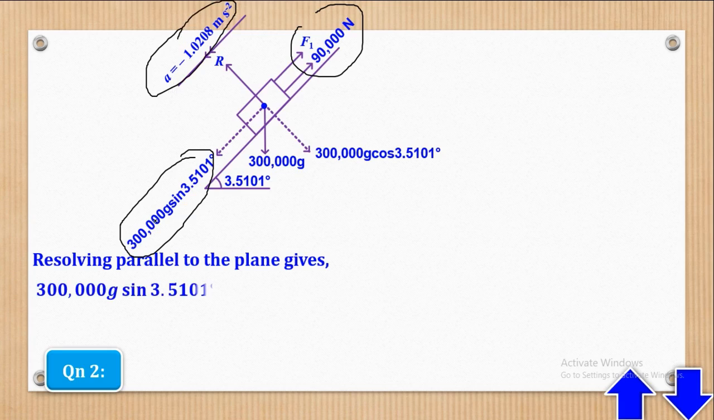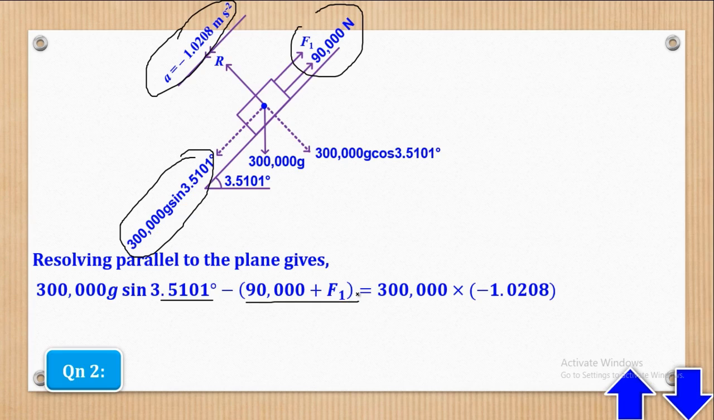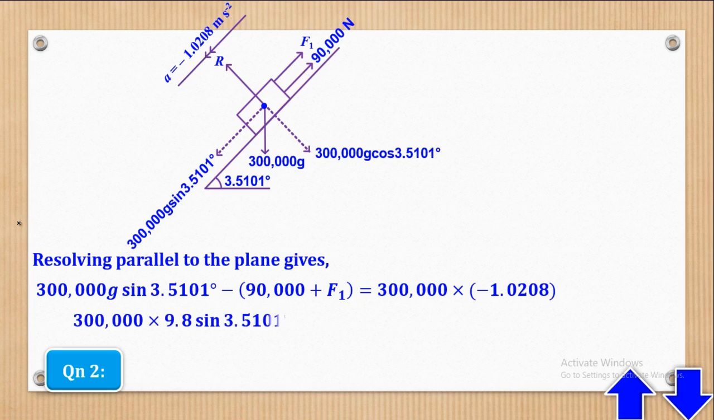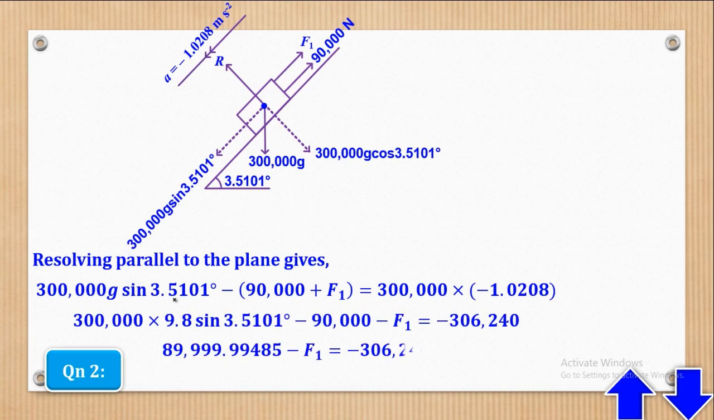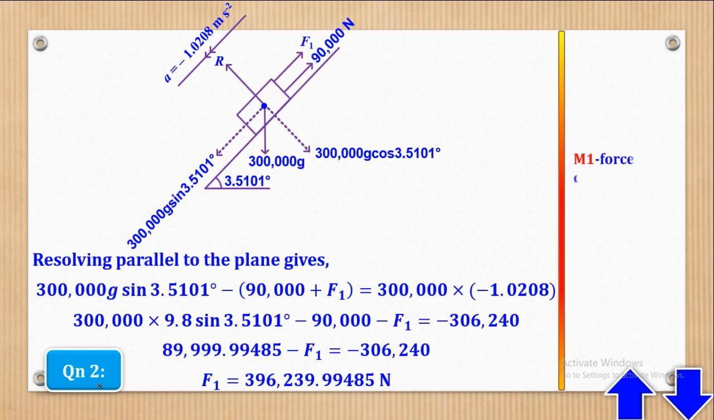So we shall come here and write that 300,000 g sine 3.5101 degrees minus the sum of these two forces, which is 90,000 plus F1, is equal to MA, where M is 300,000 and A is negative 1.0208. So when I substitute for g, I'll come up with that and open brackets. And when I simplify further, I'll come up with that. And when I make F1 the subject, I'll come up with 396,239.99485 newtons. So basically, that's what they wanted for Roman 2.